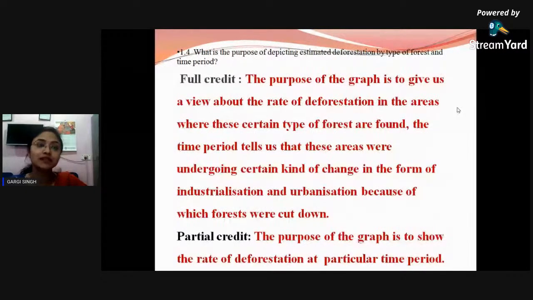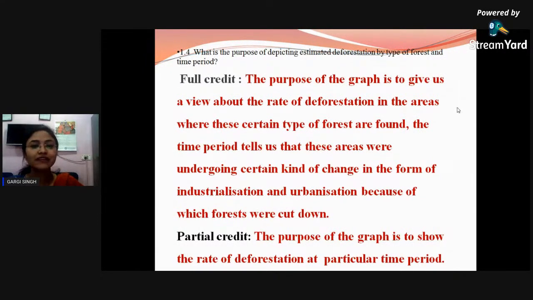So this is very important, that when the rate of industrialization and urbanization increased, the rate of deforestation increased. When stability came in the development, the rate of deforestation decreased. When this rate of industrialization and urbanization started again, we again started cutting the trees. So this is the complete analysis, complete reflection of the text. If you have written it, you will be getting full credit.